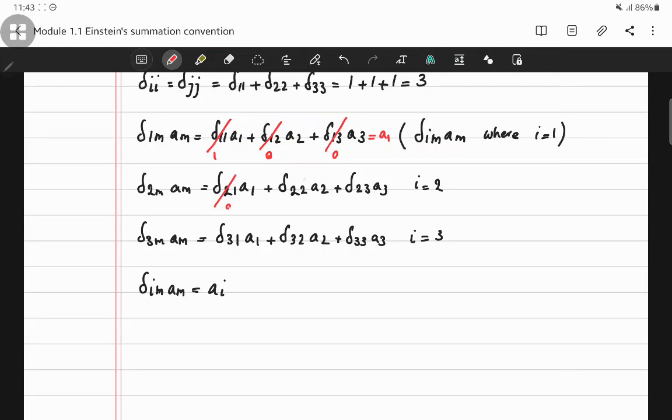This is 0, this is 1, and this is 0. So it finally gives you a 2. This is 0, this is 0, this is 1. So it will finally give you a 3. And what is this? It is a1, a2, a3, or ai, where i varies from 1 to 3.